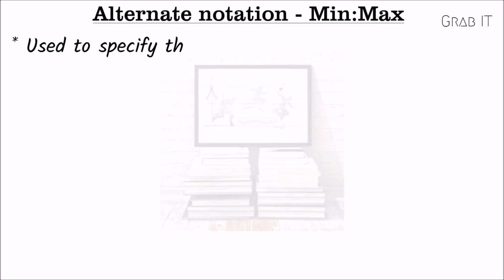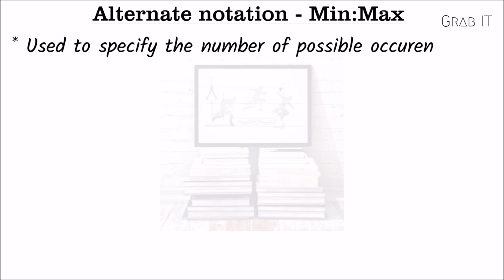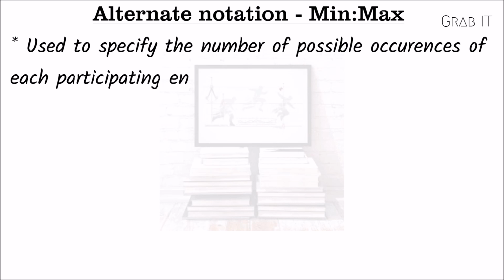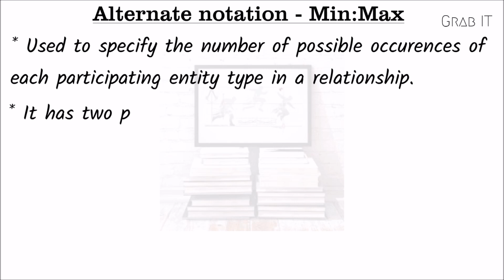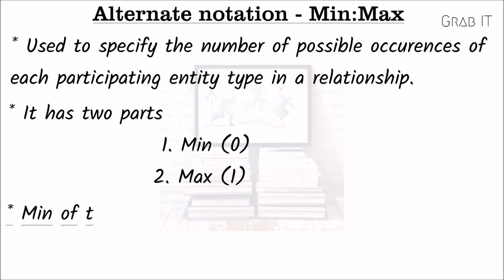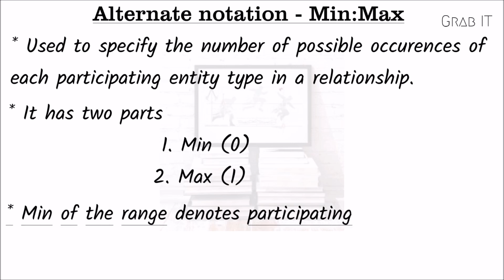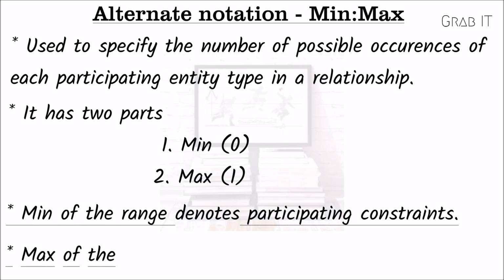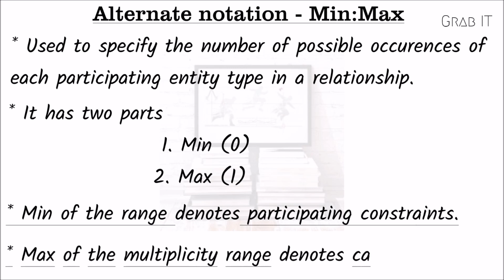Alternate notation. Min, max. Used to specify the number of possible occurrences of each participating entity type in a relationship. It has two parts. First one, min. Second one, max. Min is represented by 0. Max is represented by 1. Min of the range denotes participation constraints. Max of the multiplicity range denotes cardinality.